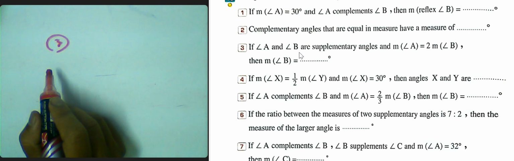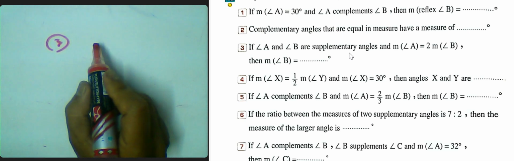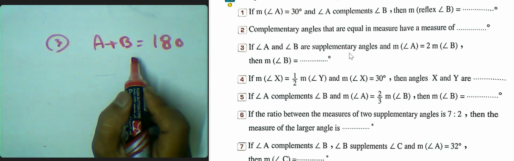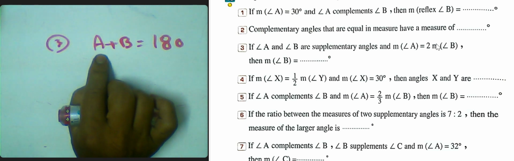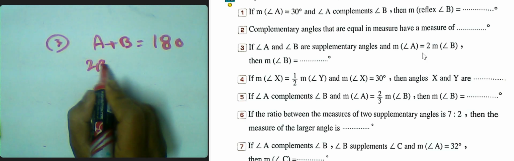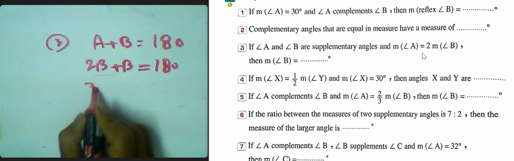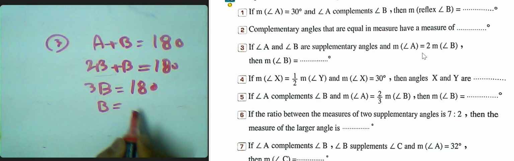Question number 3. If A and B are supplementary angles and A is twice B, then the measure of angle B equals what? Supplementary means the measure of angle A plus the measure of angle B will be 180. And then the angle A is given as twice B. We can write twice B plus B equals 180. Then 3B equals 180. You can divide by 3. The result will be 60.